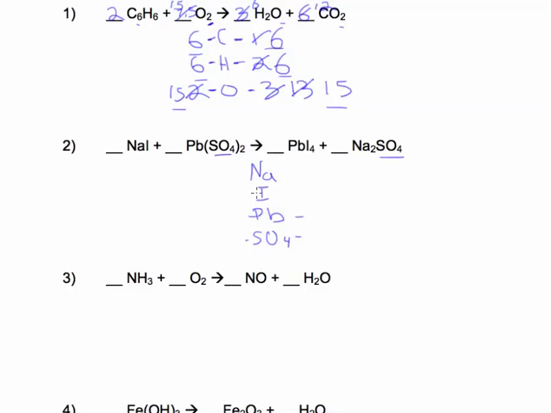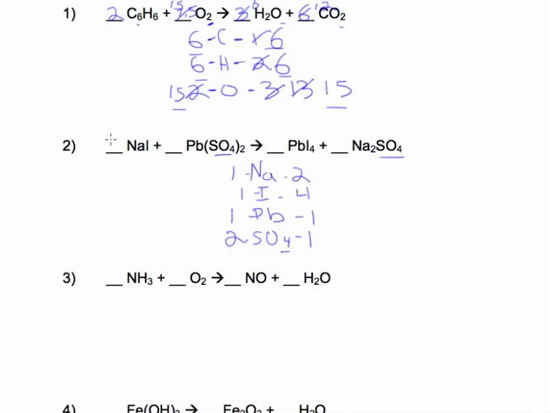So let's count. We have 1 sodium to the left and 2 to the right. We have 1 iodine and 4 iodine. We have 1 and 1. We have 2 sulfates, and we have 1 over here. Don't tell me we have 4, because we have 4 oxygens in every 1 sulfate. So we've got lots of things out of balance here. I always start at the top of the list.